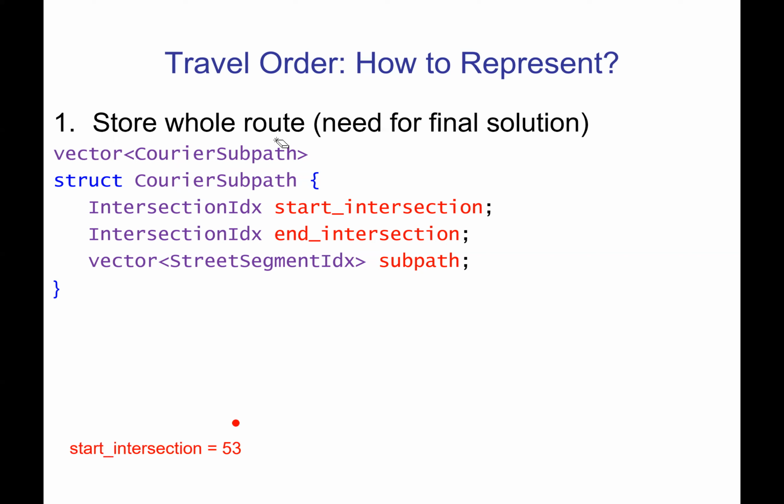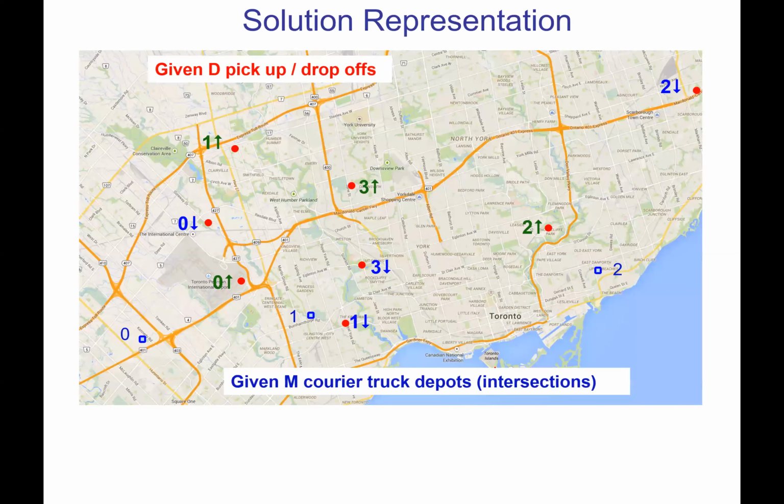Okay, but our traveling courier solution is bigger than our milestone 3 solution. It's not just one of these paths from some intersection to another. It's a whole bunch of them to make a whole delivery route. So maybe my start intersection is 53, my end intersection is 28, and I've got all these street segments in between. That's a subpath. And I have to make a whole bunch of those to return as my solution to this traveling courier problem.